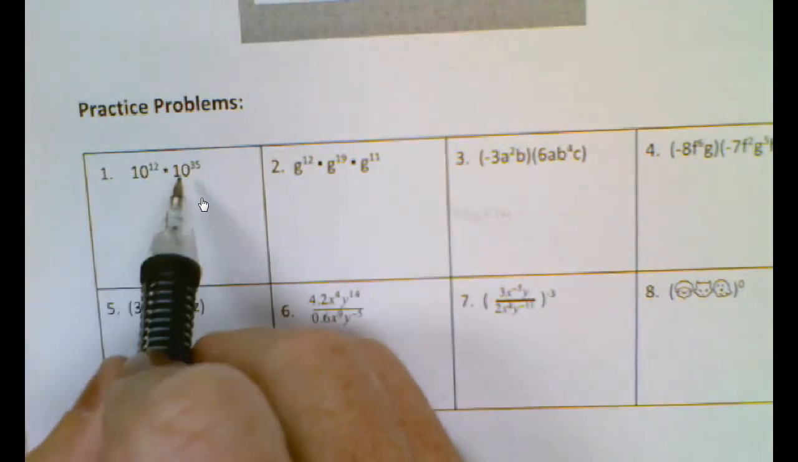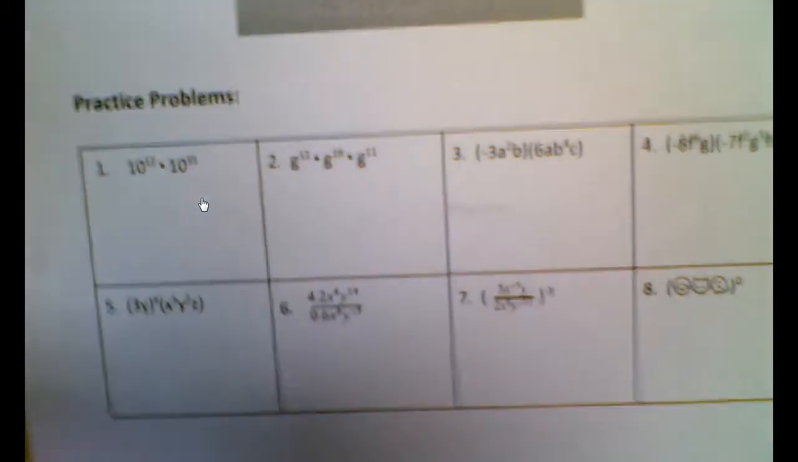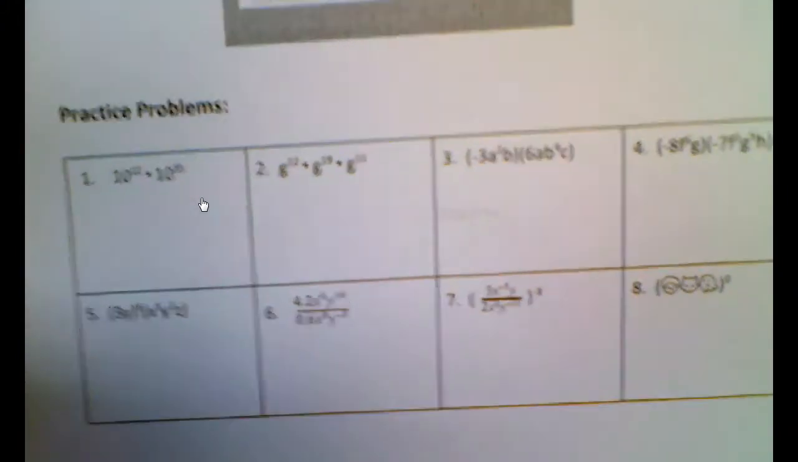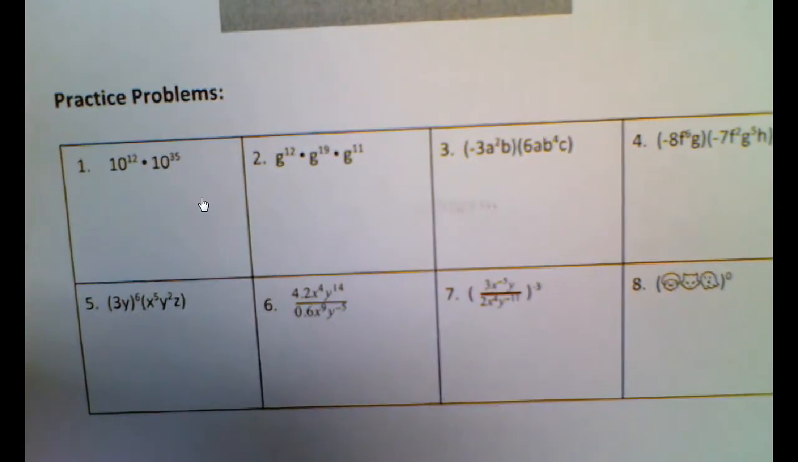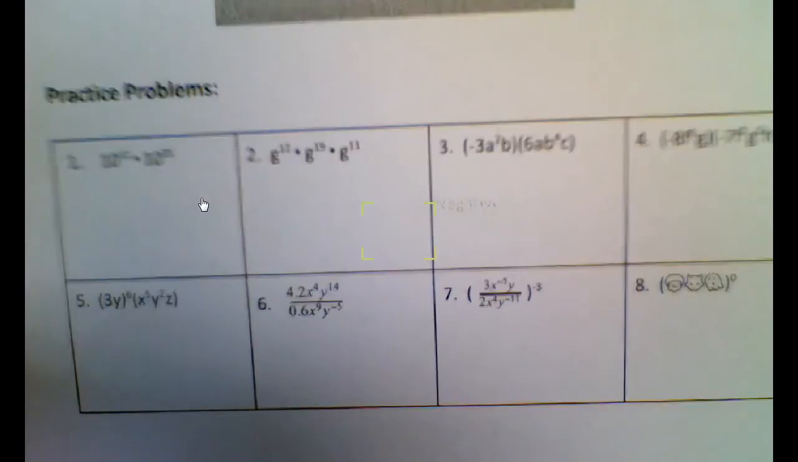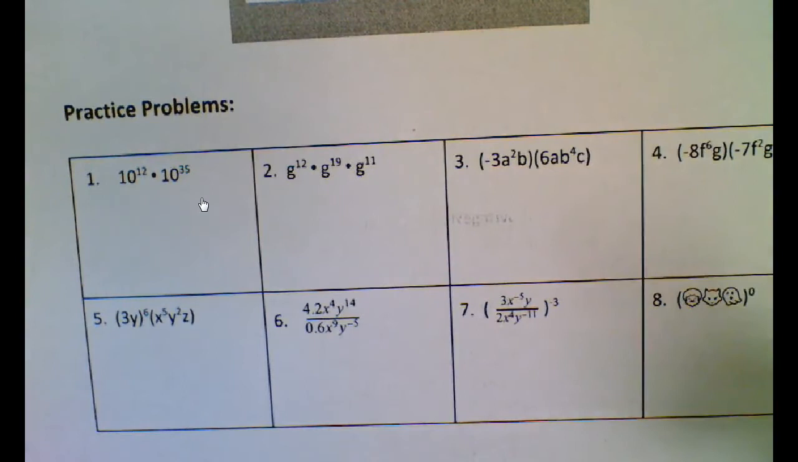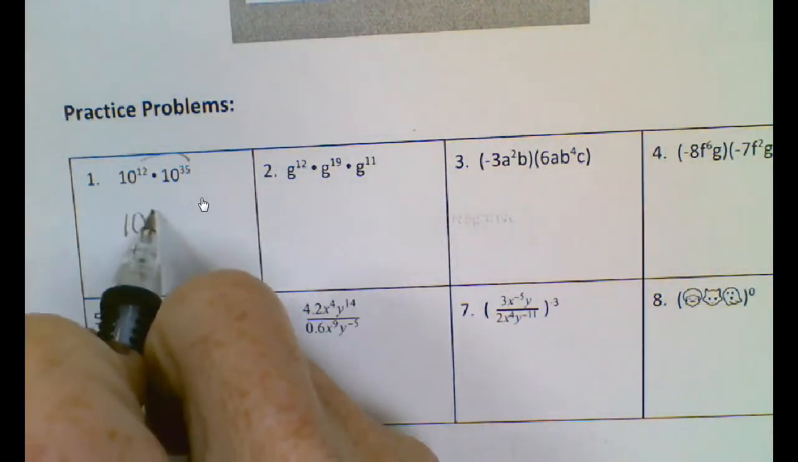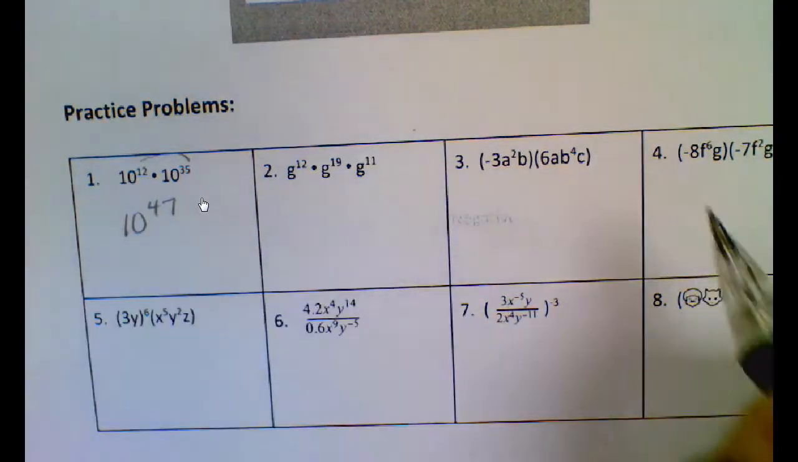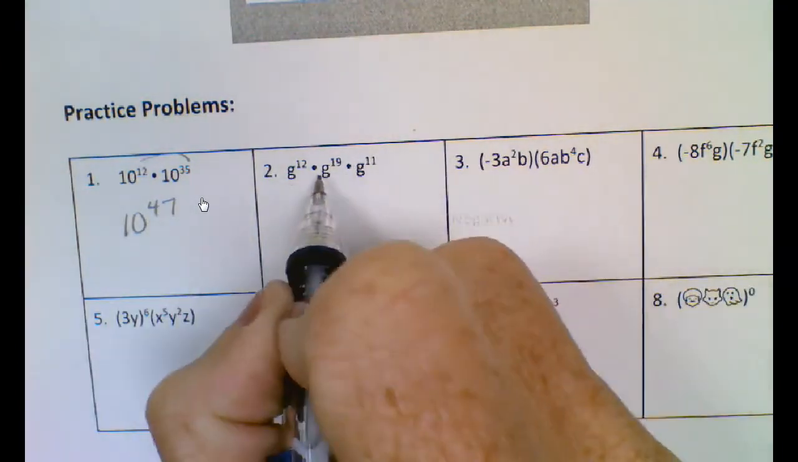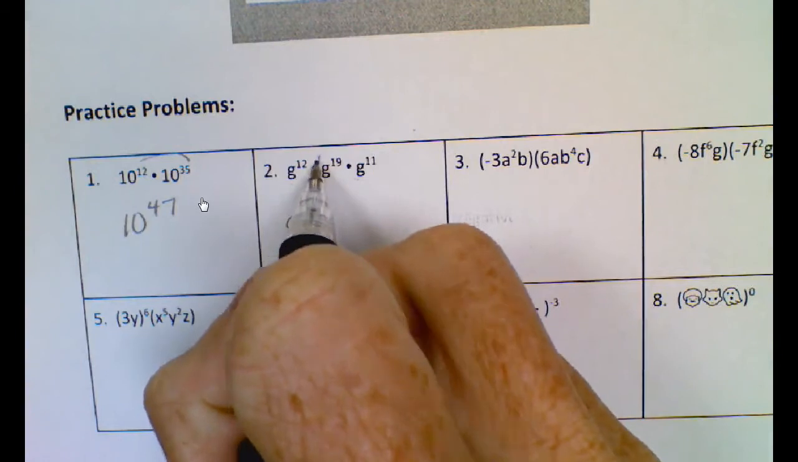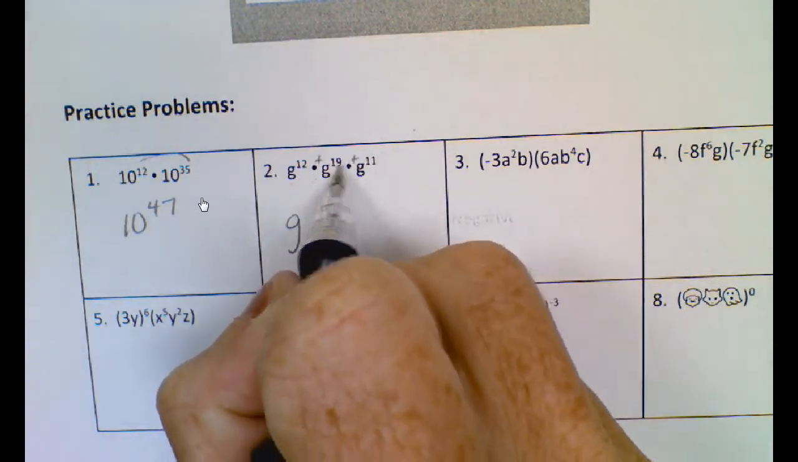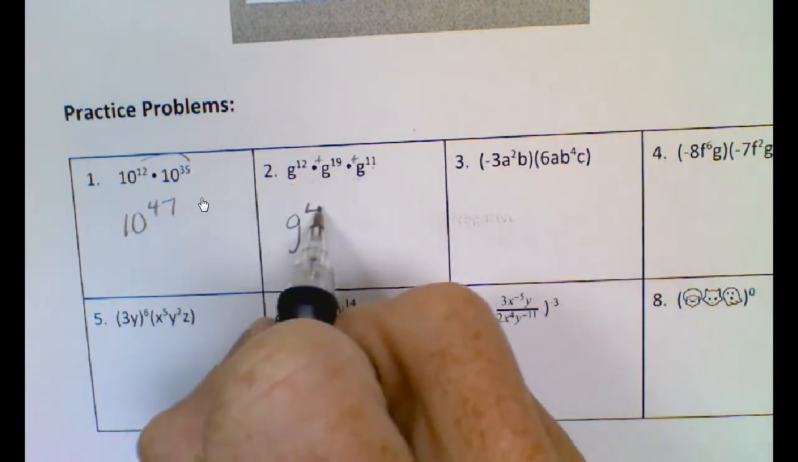Okay, so we've got same base, and I'm multiplying the bases. Make my camera a little clearer there. There we go. And so then I'm just adding those two together, so you should have 10 to the 47th. I have the same base all the way across, and I'm multiplying, so I'm going to add all of those exponents. 19 plus 11 is 30, plus 12 is 42.